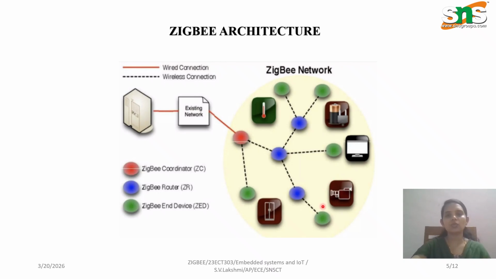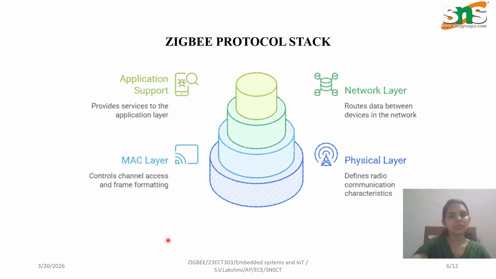As I told, in the star topology there is a central coordinator, in the tree topology we have a hierarchical structure, and the mesh is most flexible and reliable. Talking about the ZigBee protocol stack, the application layer supports various types of applications and provides various services. The network layer routes and forwards the data between devices in the network. The MAC layer controls the channel access and frame formatting. The physical layer defines the communication characteristics.